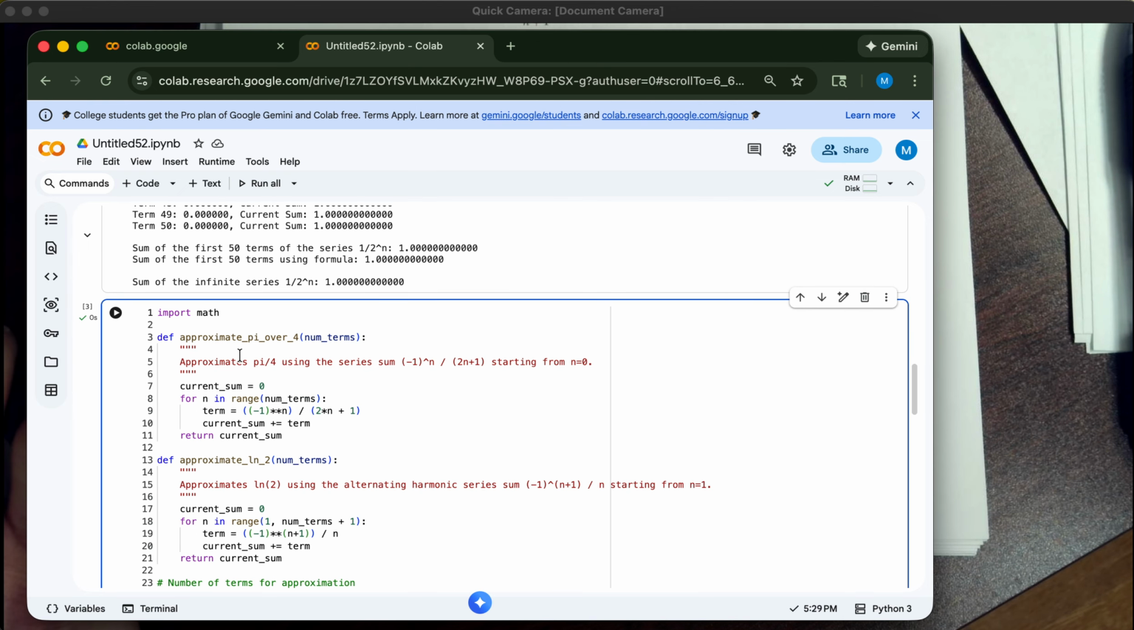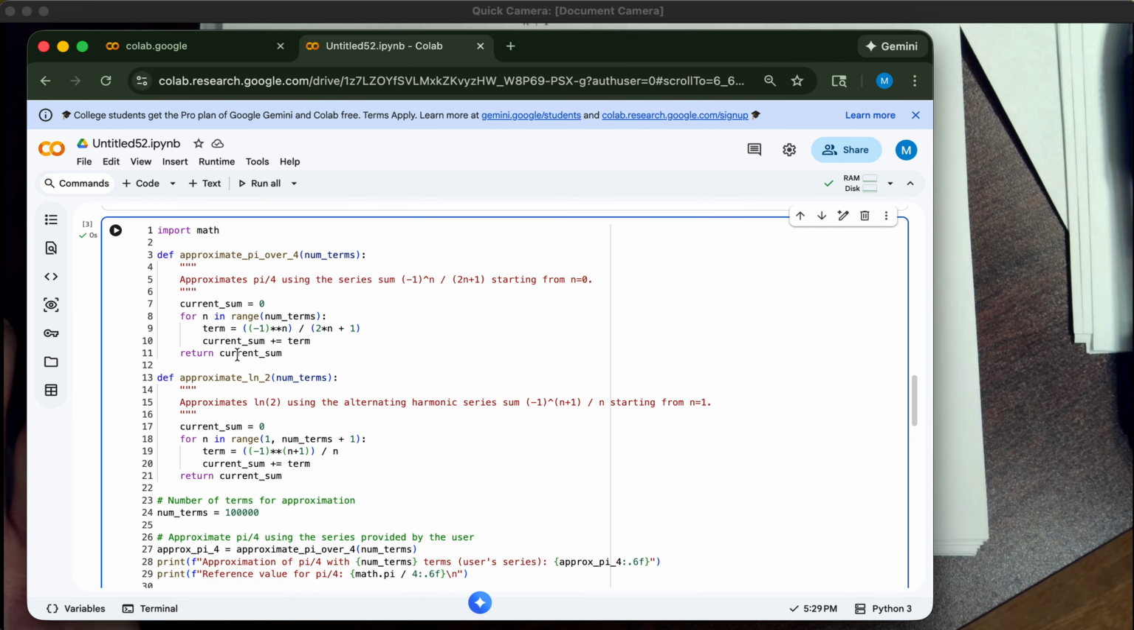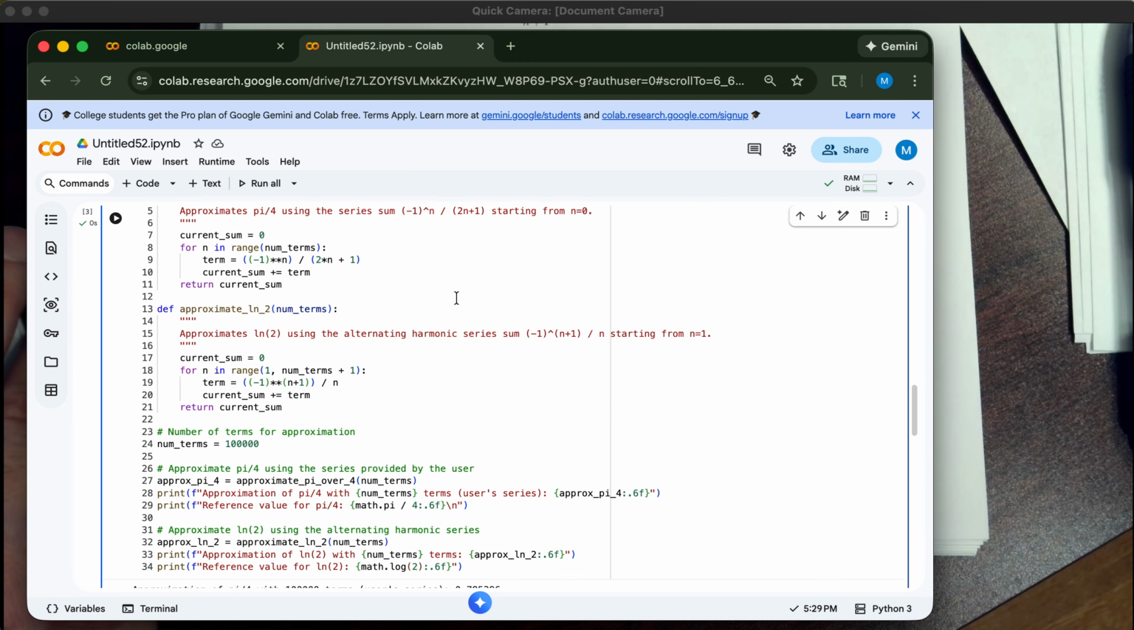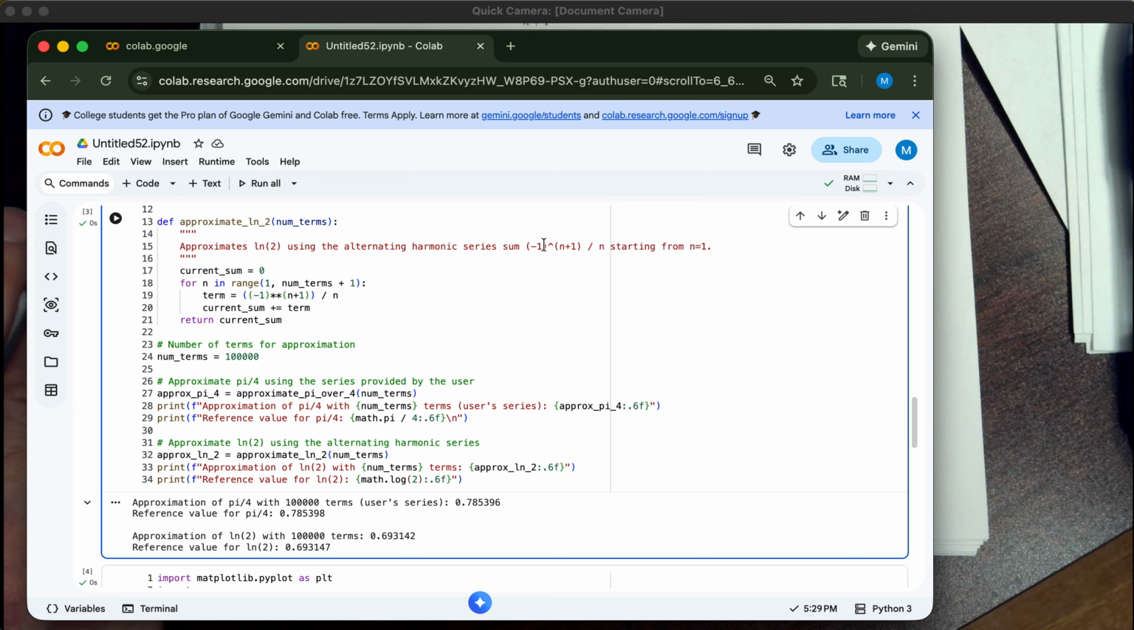All right, so now the alternating series. This is the one that we just did, the alternating harmonic series, (-1)^(n+1), starting from the term n equals 1. So this is the code for it. See, the double star means exponent. And this is how you do a running sum.